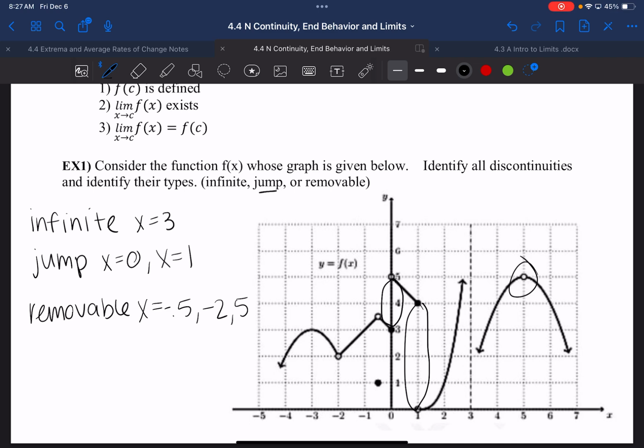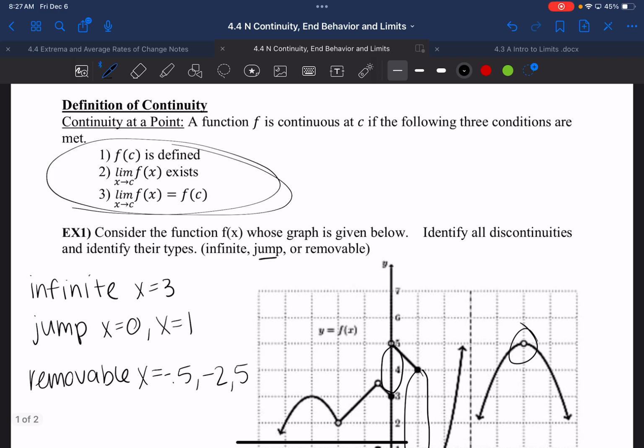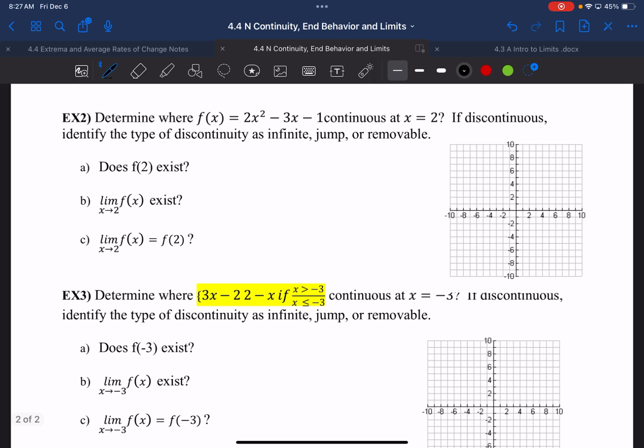Okay. All right, so now we know what the different types are. Remember, if I am solving, these things have to be true for it to be continuous. So if any of these fall through, we have one of these 3 types. Okay? All right, so flip it over on the back.